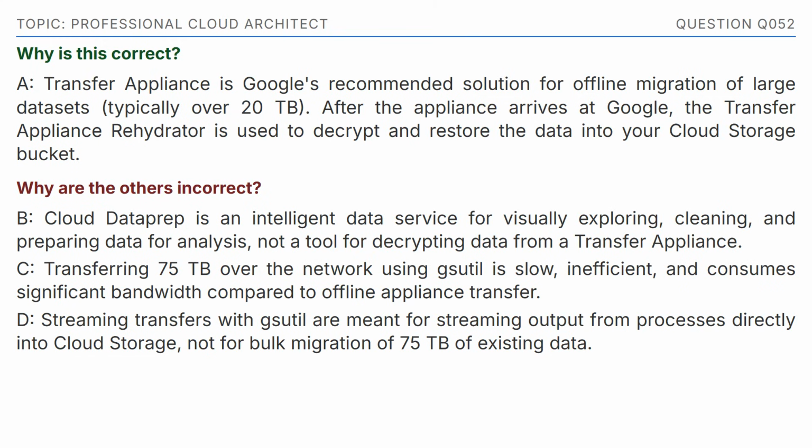C. Transferring 75 terabytes over the network using gsutil is slow, inefficient, and consumes significant bandwidth compared to offline appliance transfer. D. Streaming transfers with gsutil are meant for streaming output from processes directly into Cloud Storage, not for bulk migration of 75 terabytes of existing data.